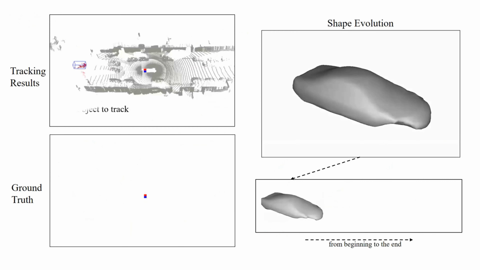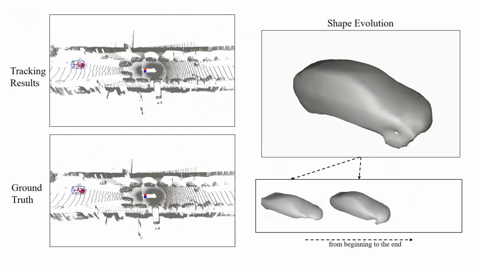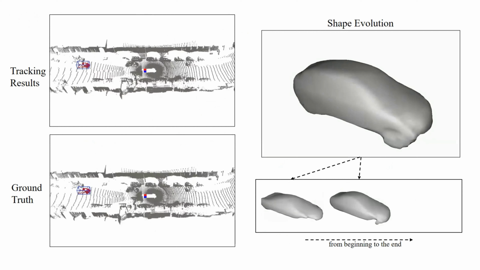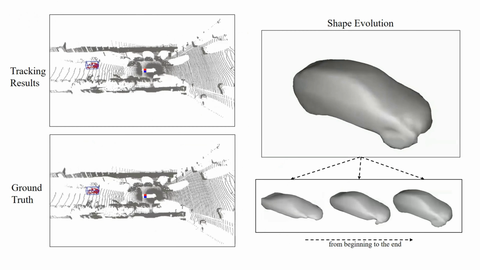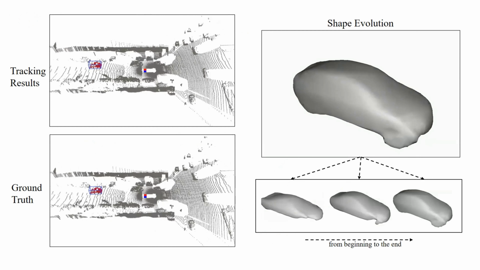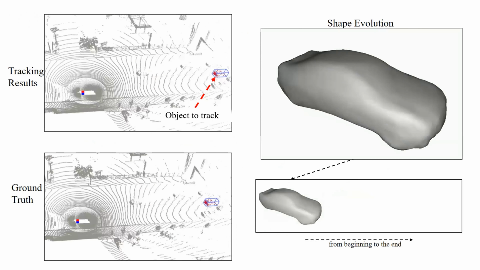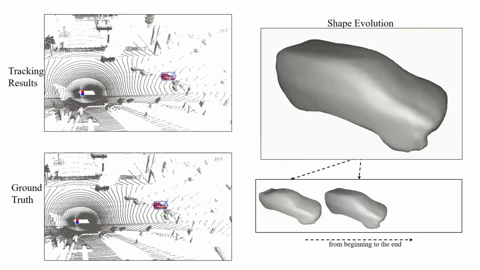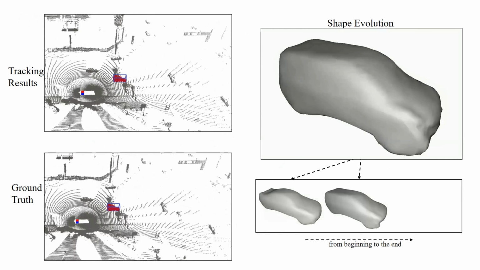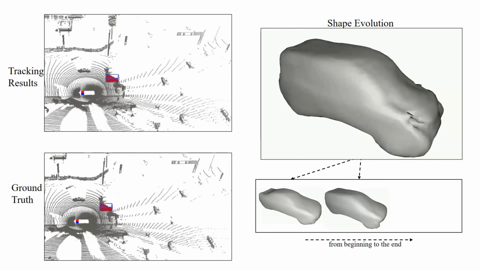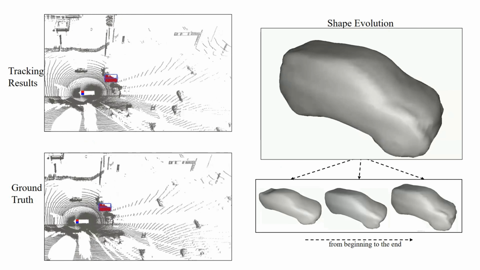Here's a demo of the shape evolution and the tracking results. As you can see, the shape gets closer and closer to its ground truth along the tracking. Another example is a large SUV, but the mean shape at the first frame is only a passenger car. We could improve the shape reconstruction along the tracking.